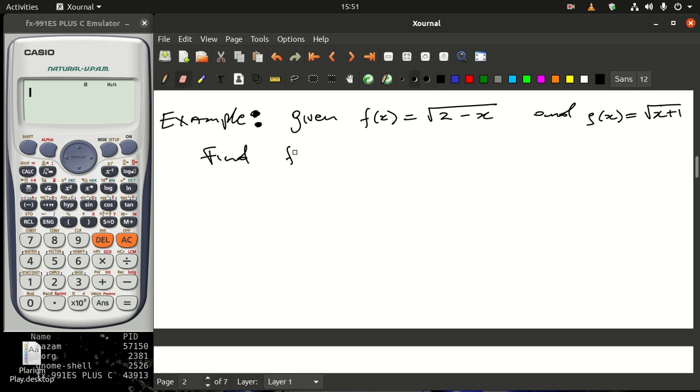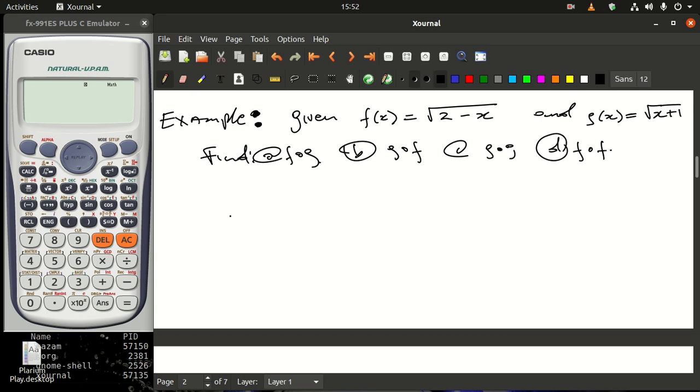f composite g of x, but we usually don't use that. We just say find this. So we're gonna have an a, and then b is going to say g composite f, and then let me also add c, which is g and g, and then d, which is f and f. How do you find this solution?